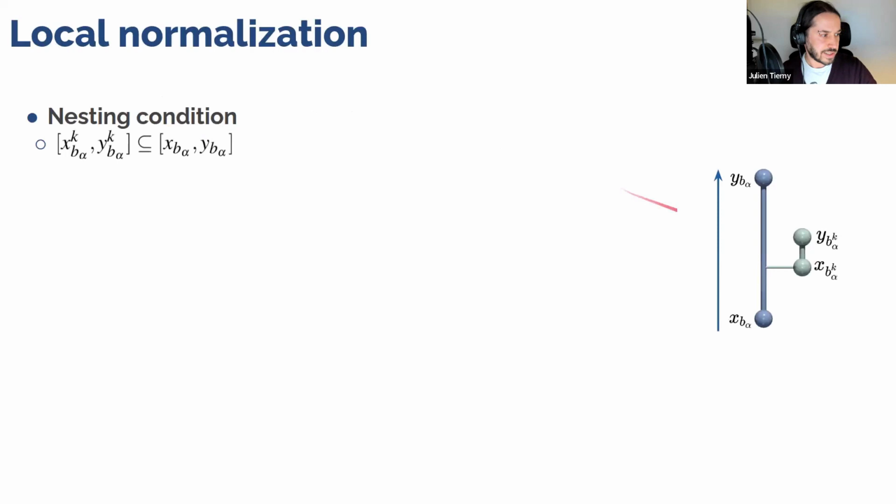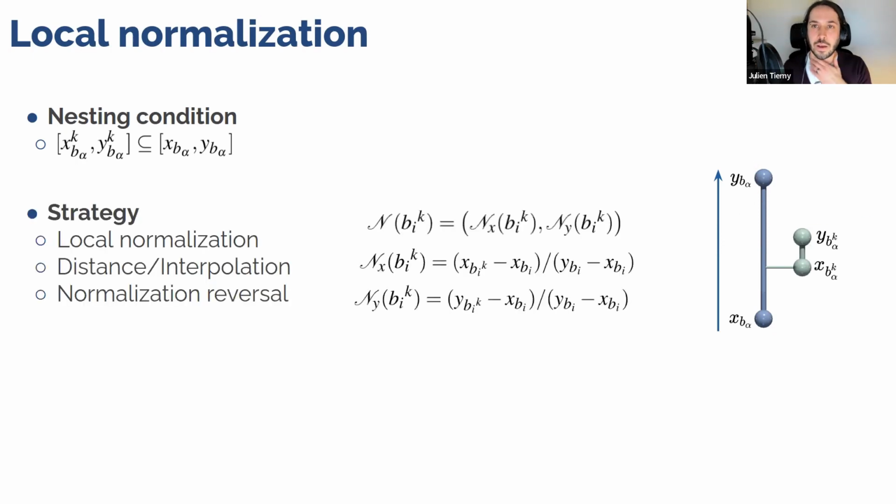So here, this is the nesting condition. Again, if you have a branch here, its birth-death interval has to be included in that of its parent. What we decided to do is a pre-normalization strategy, where we normalize the interval of each branch based on its parent, as shown here, where nx is the normalized birth and ny is the normalized death. Then we compute our distance and our interpolation based on these normalized intervals. After that, we recursively revert the normalization. With this recursive inverse normalization, the nesting condition is enforced constructively.